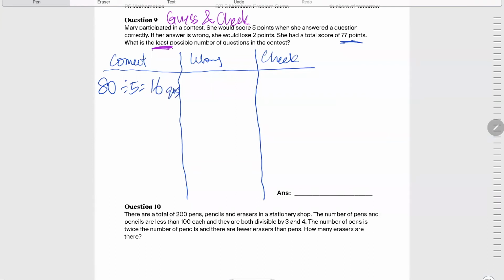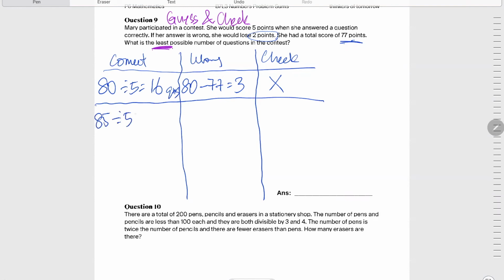Okay? Now, if I have 80 points, that means the number of points I got deducted from wrong would be 80 minus 77 equals 3. Because I actually had 77 points, right? And given that the least possible, which is 16 questions, gave me 80 points, that would mean that if 16 questions is the right answer, I would have minus 3 marks, which is not correct. Why? Because every wrong question you lose 2 points. You cannot lose 1.5 questions. So 3 marks is wrong. So you need to move up to the next multiple of 5, 85.